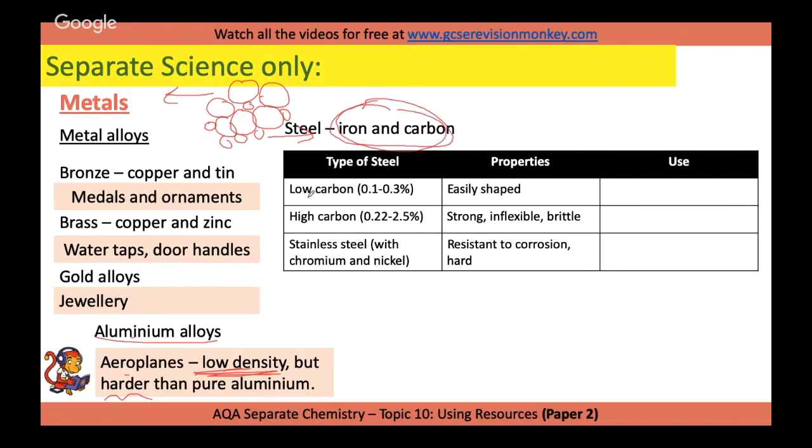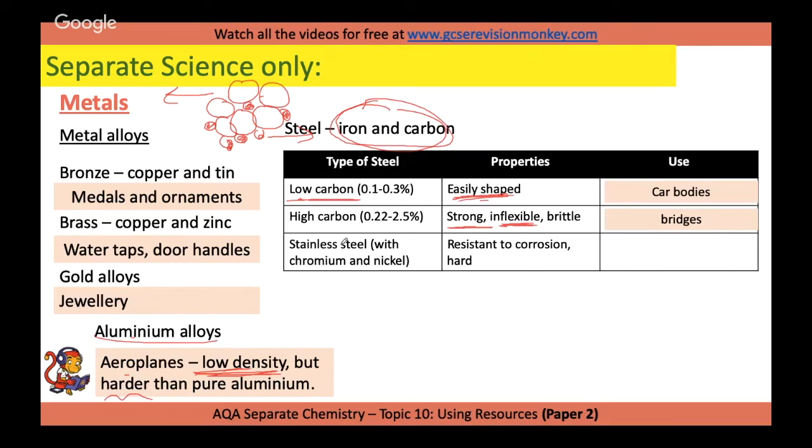Here's our different examples. Low carbon steel, and if you think about it, it's having just a small percentage of carbon in there, so maybe the layers are less disrupted. That is still easily shaped. So those will be used for like car bodies and things that you want to make into unusual shapes. If you add more carbon in there, so you've got a higher percentage of carbon, you make something that's much stronger and inflexible. So things like bridges are made out of high carbon steels.